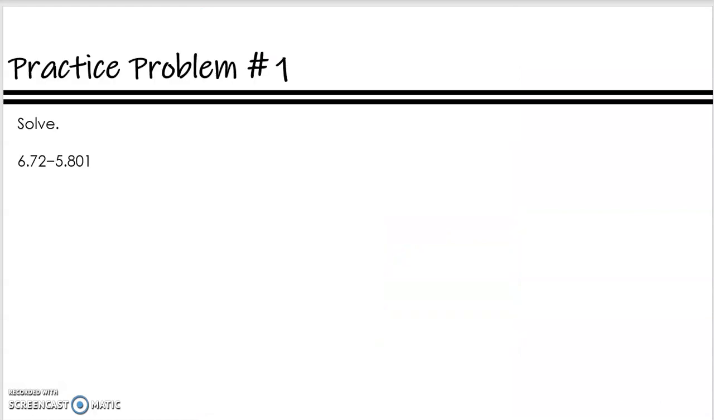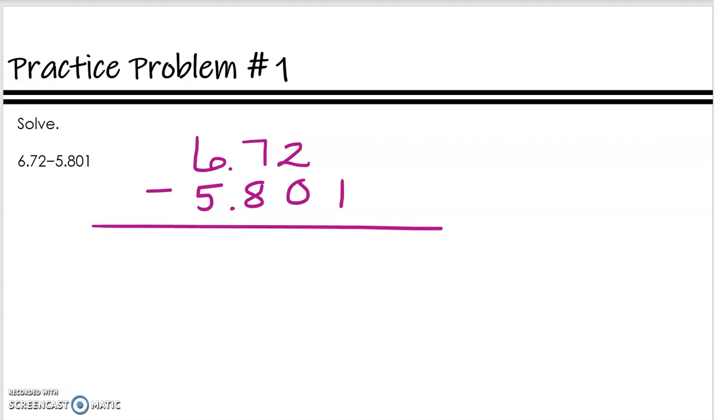Okay, let's try it. So again, your first number is what you're starting with, so it does have to go on top, and that should be a 2, not a 5. And I'm lining this up, so 5 decimal 8, 0, and a 1 goes here. Again, there's nothing above the 1, so I'm putting a placeholder there.